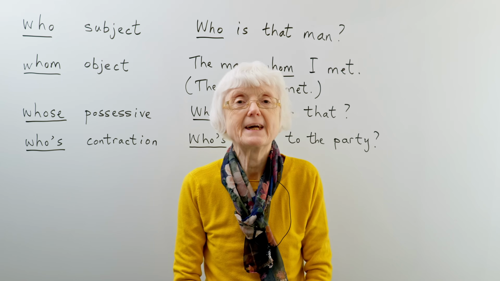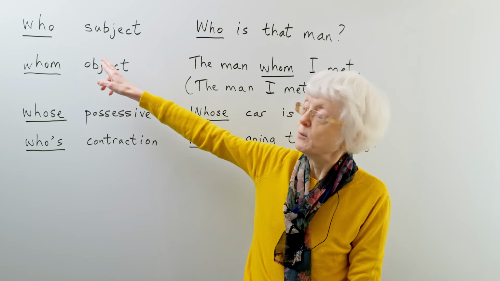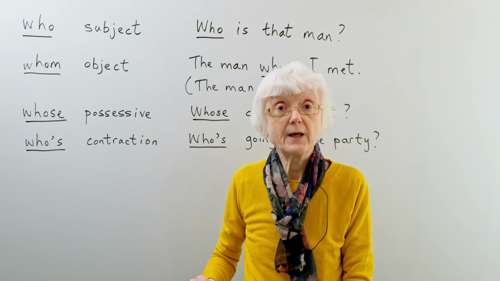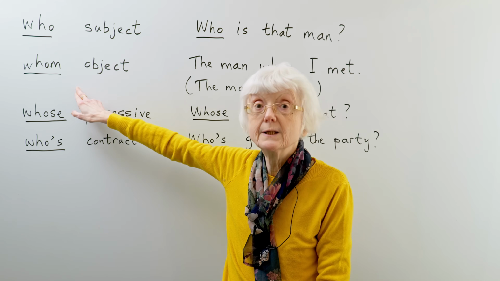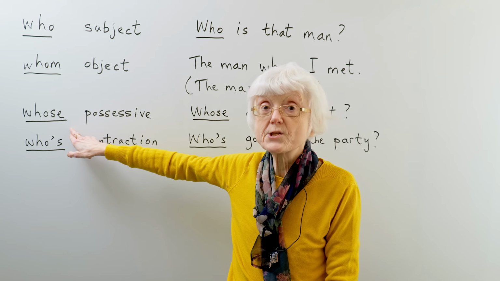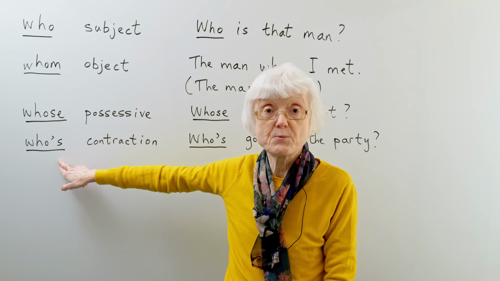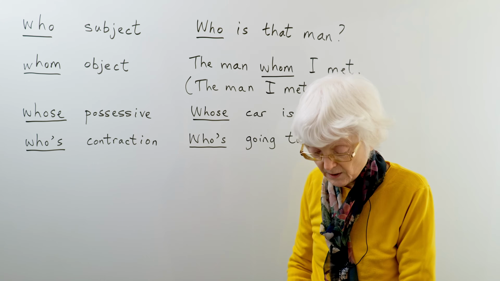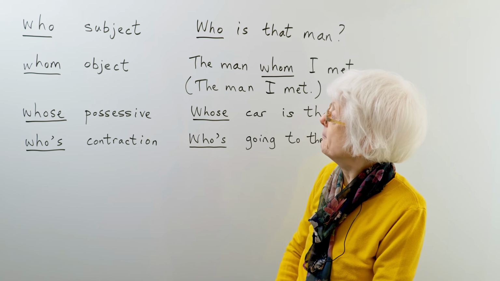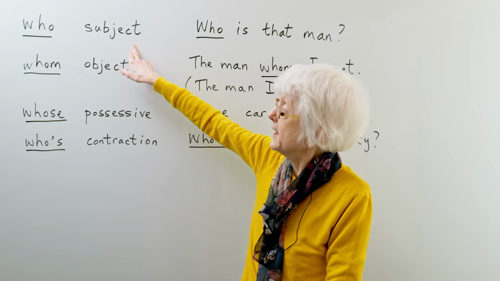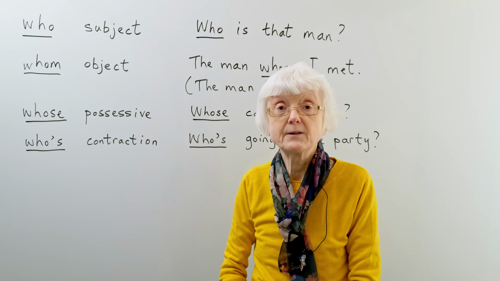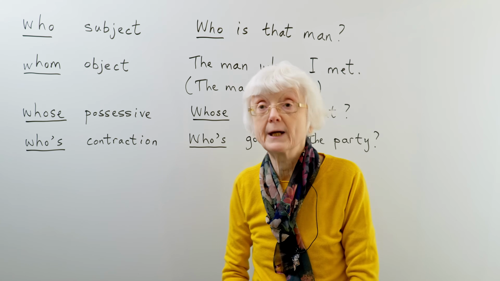Today's lesson is on the word who and the other forms of that word: whom, whose, and also this one, who's, with an apostrophe s. So, first of all, who is the subject of the sentence, okay? So you use it for the subject.